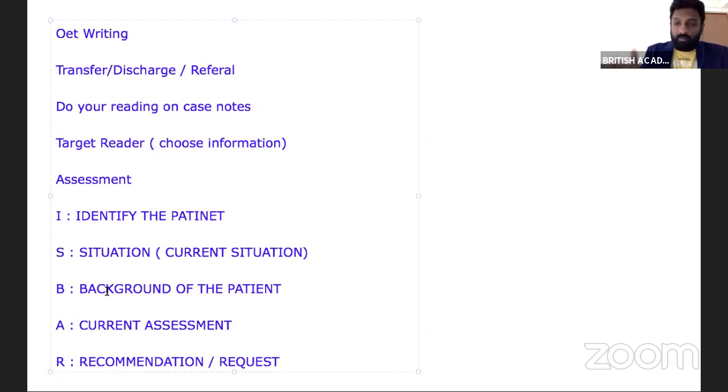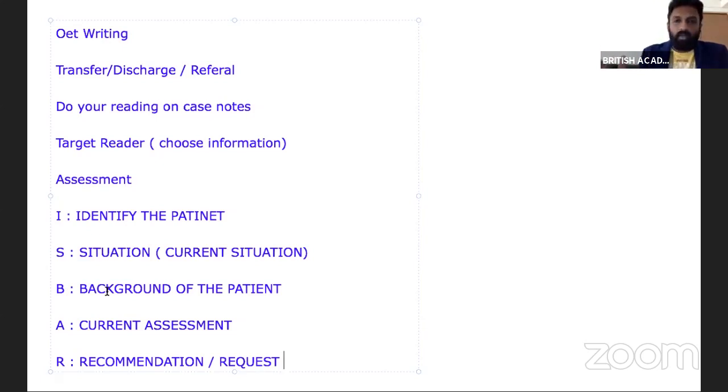Now, even an assessor, when they read your letter, this is something they look into your paper. They want to see: did you identify the patient? Did you say who the patient is? Did you mention the current situation? Did you mention the background of the patient? Did you mention the current assessment? And did you give the recommendations or request which is required for the target reader to do for the patient? These are the 5 things.